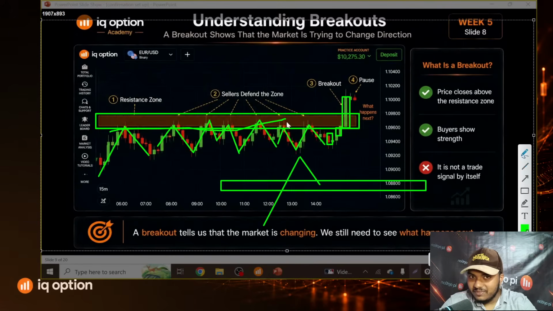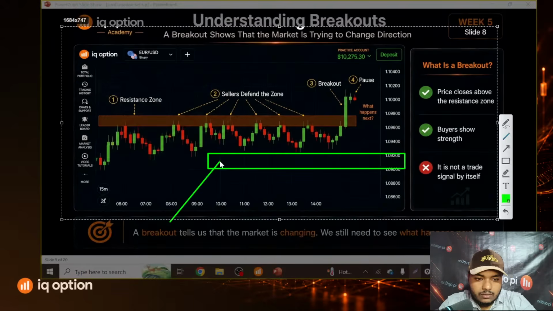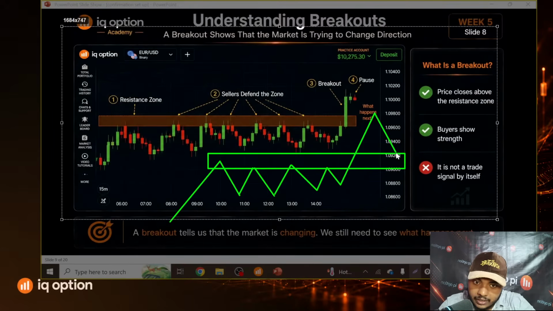Let me replay this one. If you see, this is a resistance area. The market tested this resistance area a lot of times, but eventually the market broke this area. Now this resistance area becomes support, and this support will work very well because this area already worked very hard by buyers, but sellers got rejected.